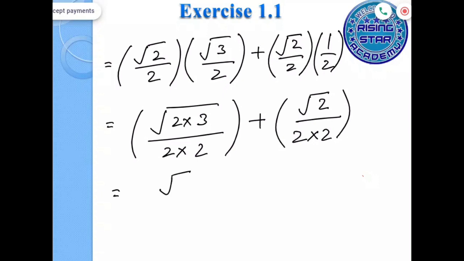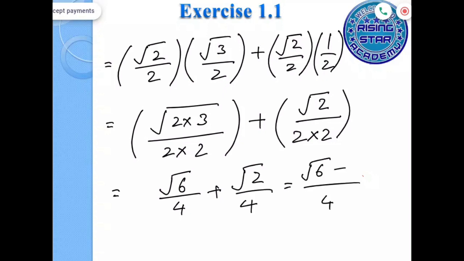Now we can write as root 6 over 4 plus root 2 over 4. So the LCM will become 4. So square root of 6 plus square root of 2. That would be the final answer.